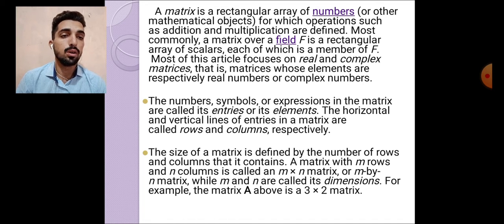The horizontal and vertical lines of entries in a matrix are called rows and columns respectively. The size of a matrix is defined by the number of rows and columns it contains. A matrix with m rows and n columns is called an m multiplied by n matrix, or m by n matrix, and m and n are called its dimensions. For example, the matrix A above is a 3 multiplied by 2 matrix.